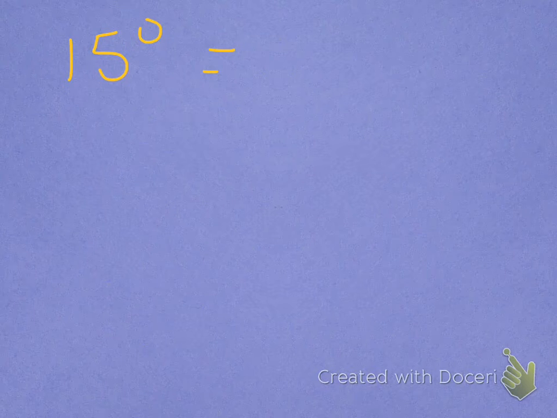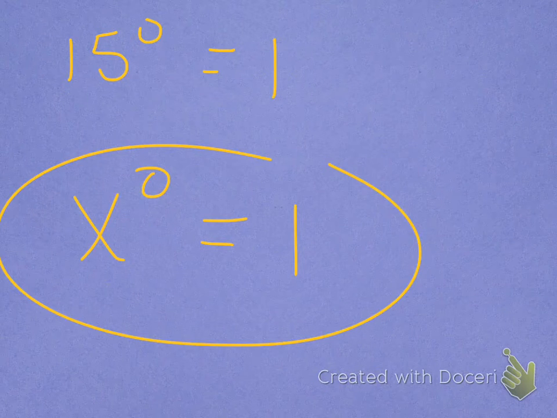It'd be 1. Very good. If I had x to the 0 power, it'd be 1. Anything, that's exactly right. So the 0 power is 1. Okay? Got it. So what if I had a negative value to the 0 power? It'd be 1. Very good.